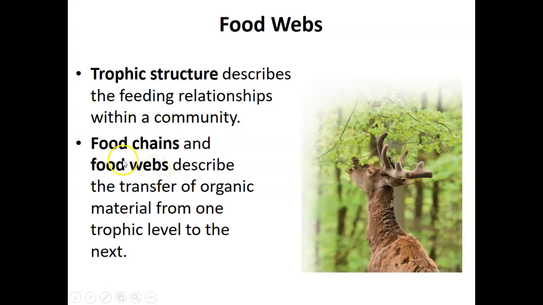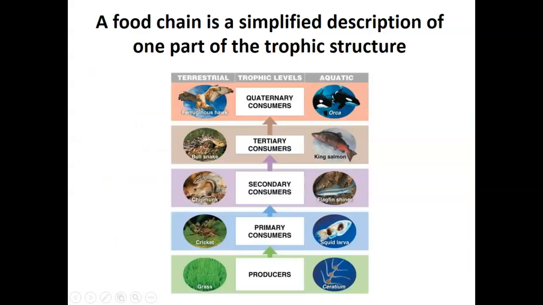Food webs or food chains describe the transfer of organic material from one trophic level to the next. This is an example of a food chain. It starts from the bottom level of producers, then the second level is primary consumers, the next level will be secondary consumers, and the upper level will be tertiary or even quaternary consumers.